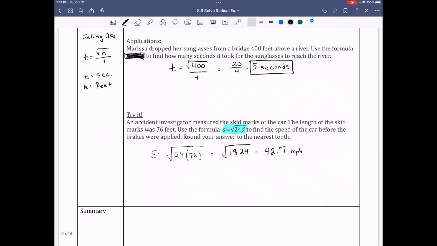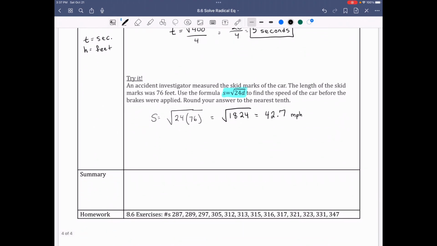Okay, you can check your answers for that try it problem. And then write a summary. You can talk to your partner and give a sentence and get a sentence. Give one, get one. And then get your homework started for the 8.6, homework number 8.6, and please write the numbers at the top so you can check them off as you go.